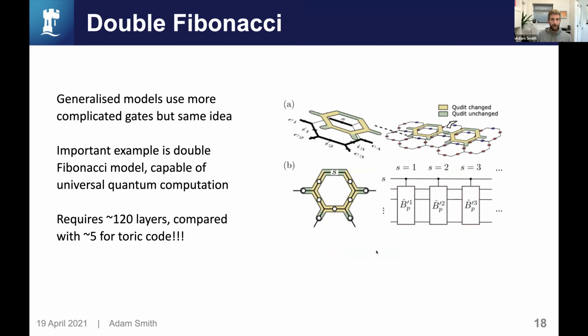Okay. You can look at the details in our paper, but the important thing I would say is that we can realize one of the simplest models for non-abelian anyons. This is the double Fibonacci model. Now, by braiding these anyons, this is actually capable of universal quantum computation.